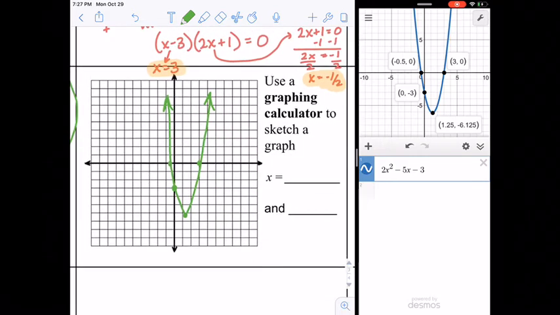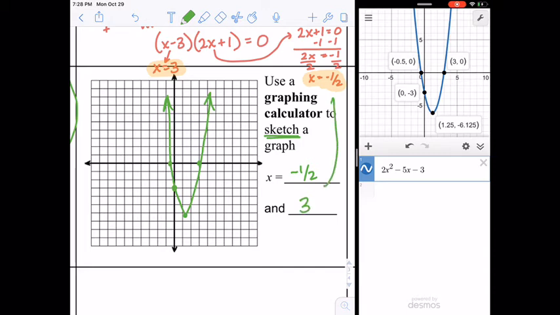Again, I'm drawing a sketch here. This is not a perfect graph. That's not what you want your graph to look like if you're graphing it on a test. But if you're drawing a sketch, or if something asks you to draw a sketch, it doesn't have to be perfect. So we can see our x-intercepts are -1/2 and 3. Again, they verify with the answers that we got from factoring.